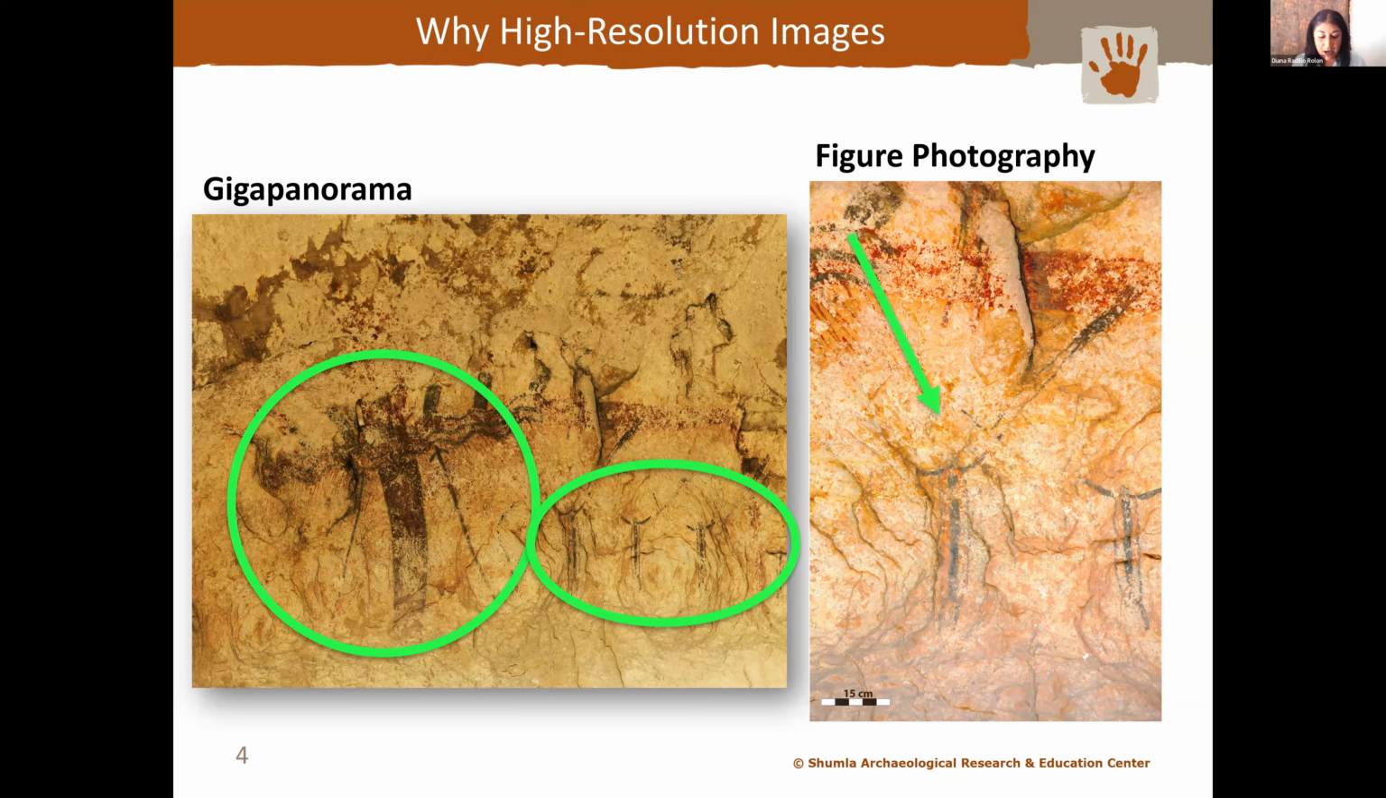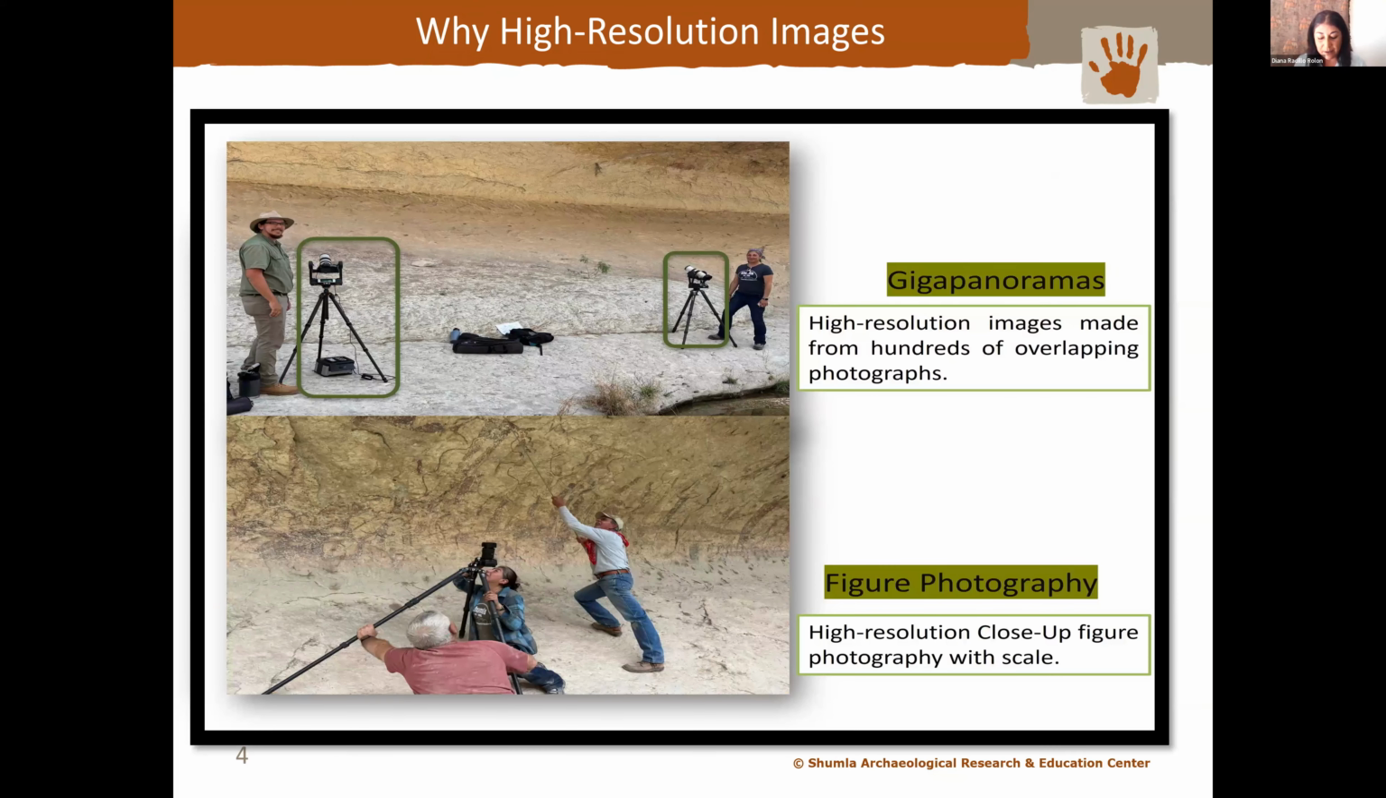So here you can see how Shumla staff use different cameras depending on the type of image that we need. For example, we create gigapanoramas from hundreds of overlapping photographs taken with a robotic gimbal system, which precisely moves and repositions the camera between shots. For close-ups, we take individual photographs of the figures.